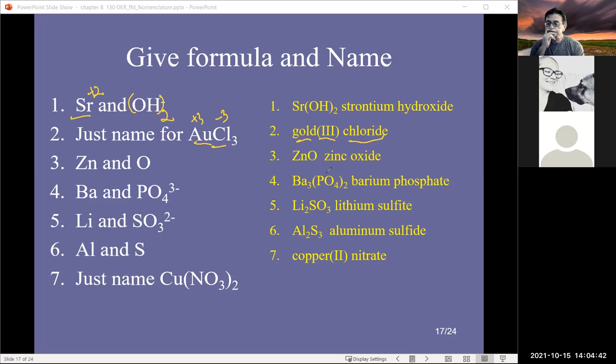All right, zinc and oxygen. Well, put them into ionic form. We know that zinc is a +2 and oxygen becomes oxide with a -2. So we can simply put them together as a 1-to-1. They cancel each other out. So the formula is ZnO, and its name would be zinc oxide.